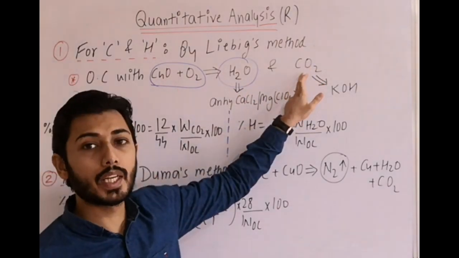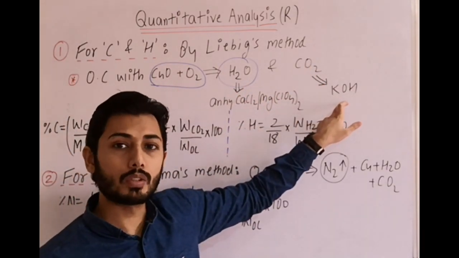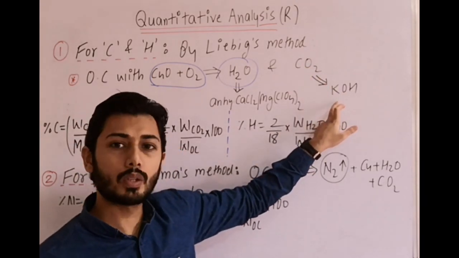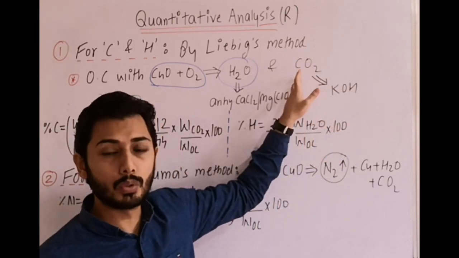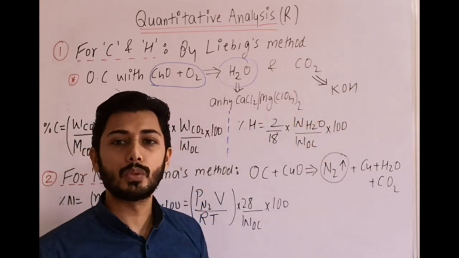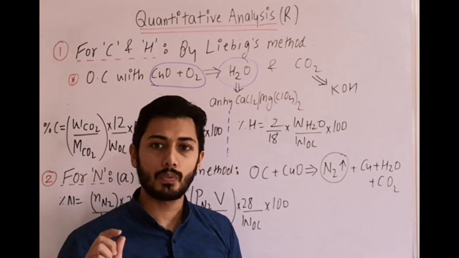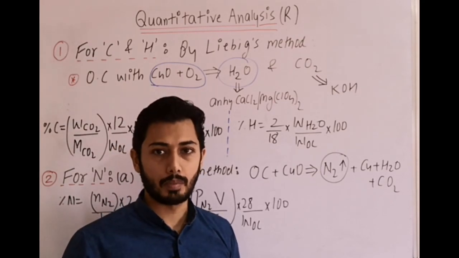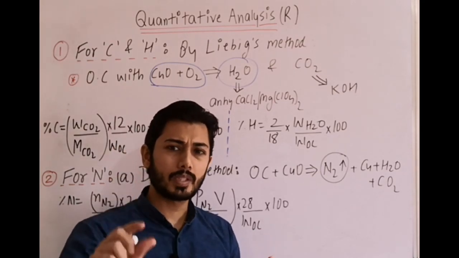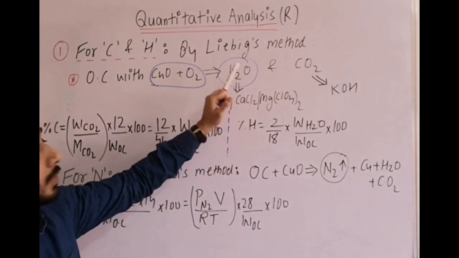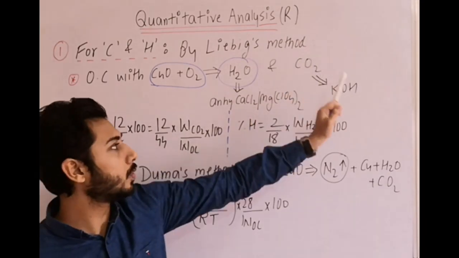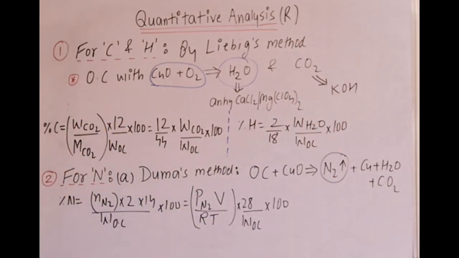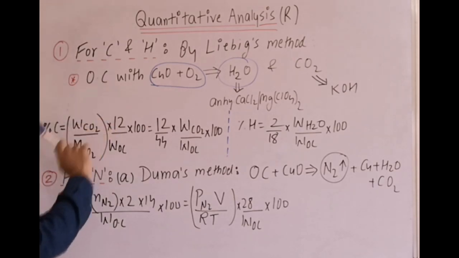Similarly, CO2 is absorbed in the potassium hydroxide solution. Whatever mass is increased, from there we get the mass of CO2, and if we have the mass of CO2 we can easily find the percentage of carbon in the given organic compound. So only the very precise relevant information: H2O is absorbed in this anhydrous substance, and CO2 is absorbed in KOH.